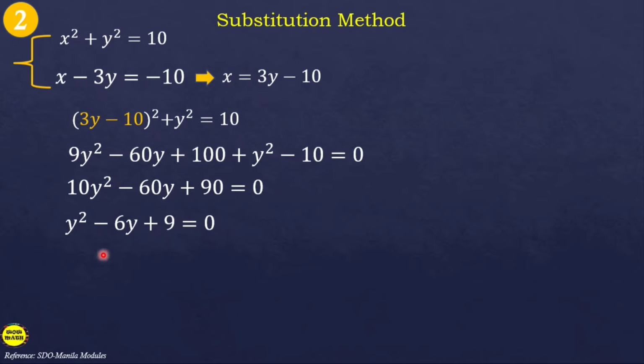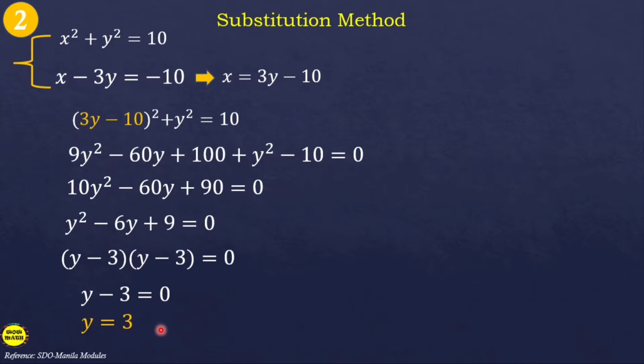And then, i-factor natin itong y squared minus 6y plus 9. So, i-apply natin dito yung skills nyo sa factoring, no, nung grade 8 kayo. So, kapag finactor natin yan, this will become y minus 3 times y minus 3. So, solve for y, since pareho naman sila, y minus 3 is equal to 0. So, y is equal to 3.